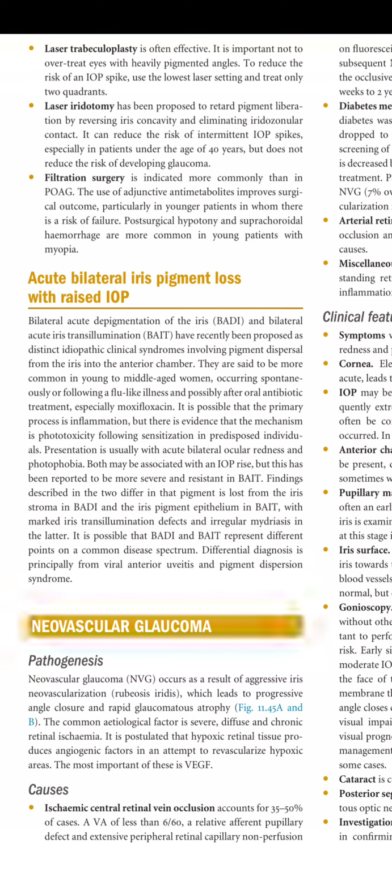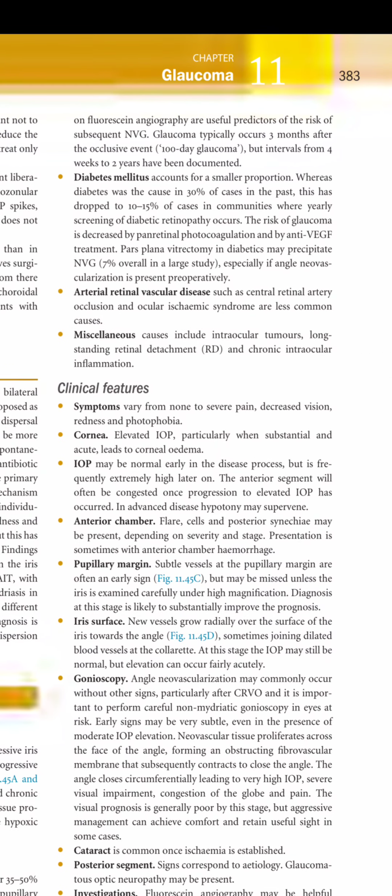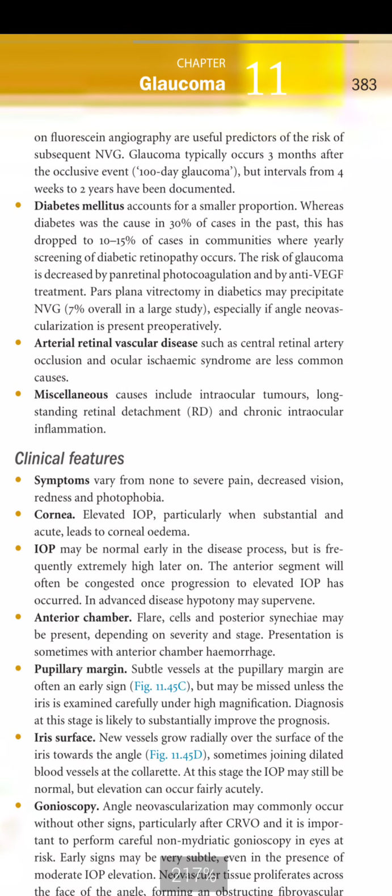So, what are the causes of neovascular glaucoma? Ischemic central retinal vein occlusion accounts for 35 to 50% of the cases. A visual acuity of less than 6/60, a relative afferent pupillary defect, and extensive peripheral retinal capillary non-perfusion on fluorescein angiography are useful predictors of the risk of subsequent neovascular glaucoma. Glaucoma typically occurs 3 months after the occlusive event, the 100-day glaucoma, but intervals from 4 weeks to 2 years have been documented.